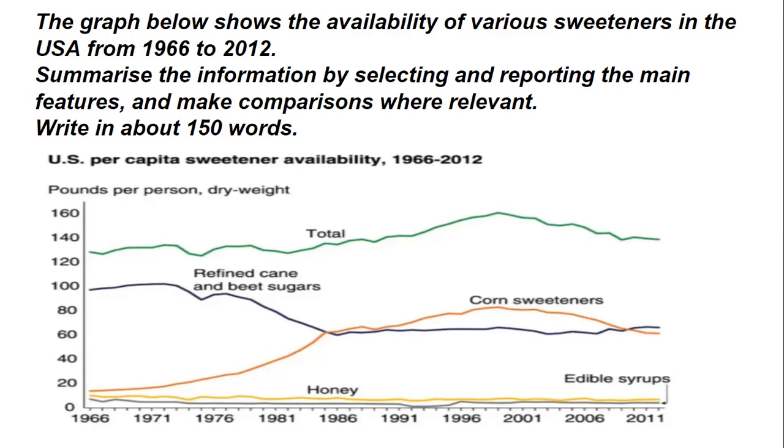I repeat myself. First would be paraphrasing the line. Second would be you have to report the main features or the main trends. Third would be you have to make comparisons wherever you feel it's required. And fourth is going to be the conclusion. So here you can see the diagram. You have been given honey, edible syrups, corn sweeteners, refined cane and beet sugars, and the total.